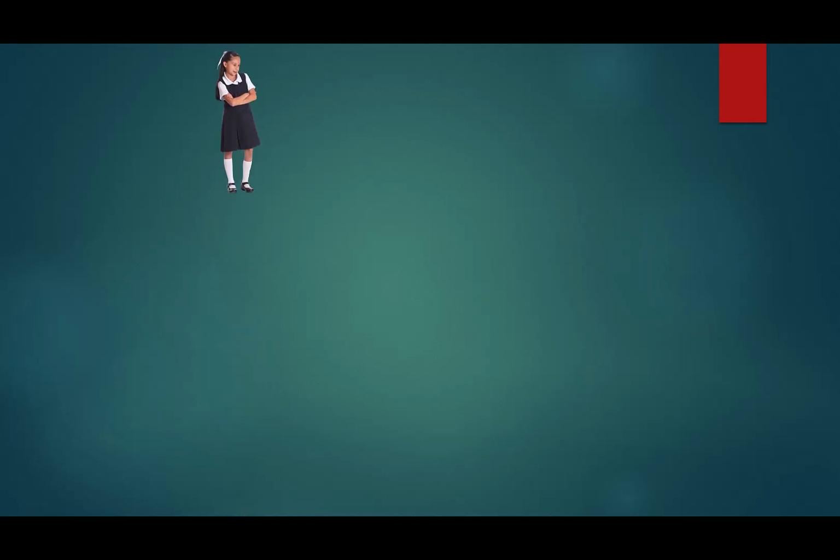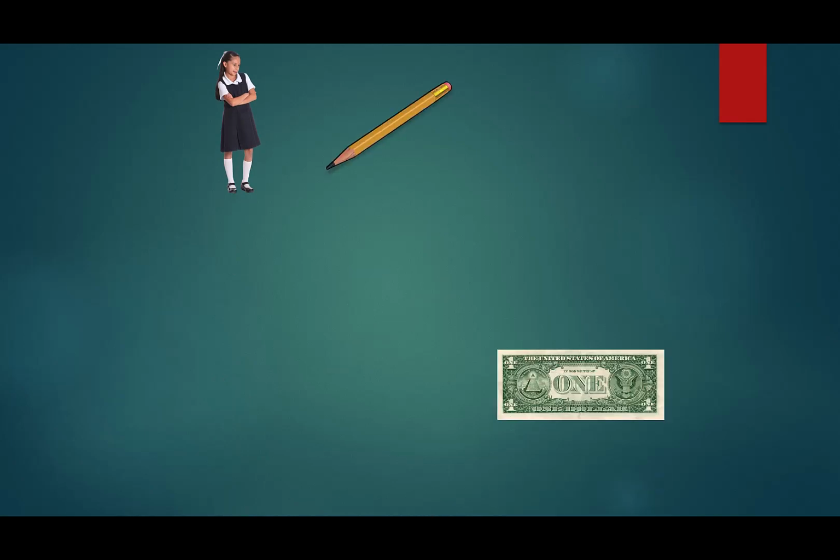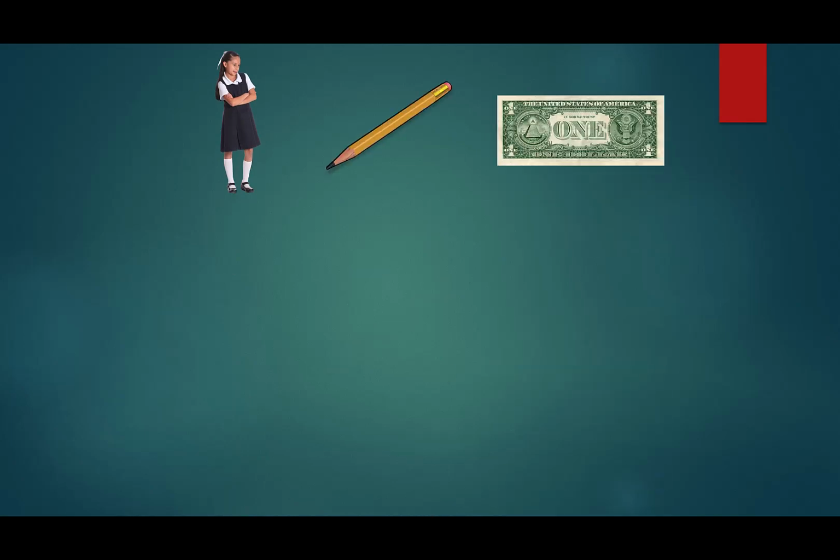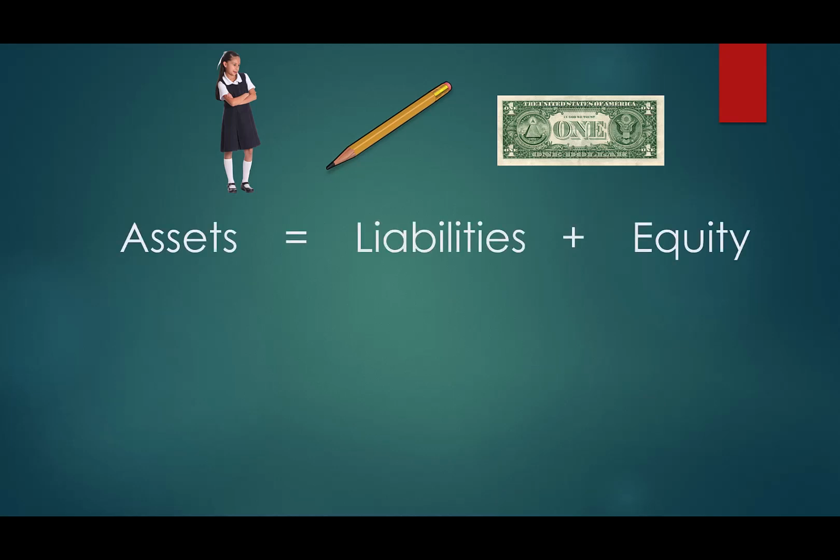In this first example, let's say we have Sarah, and Sarah buys a pencil with $1 of her own money. Let's start by pulling up our accounting equation and see how this scenario plays out. The first thing we need to ask ourselves is, what is the value of the asset in question? In this case, the pencil is worth $1, so that means that Sarah has $1 worth of assets in her possession.